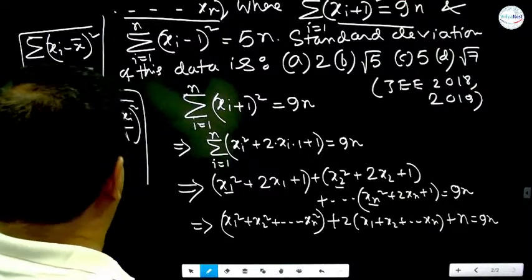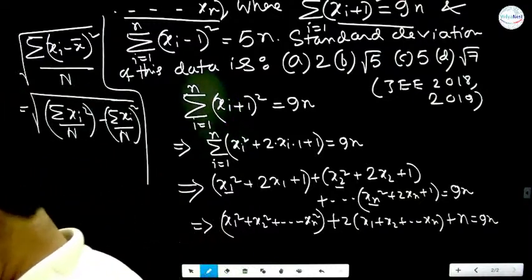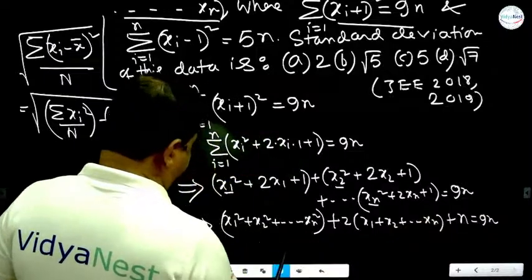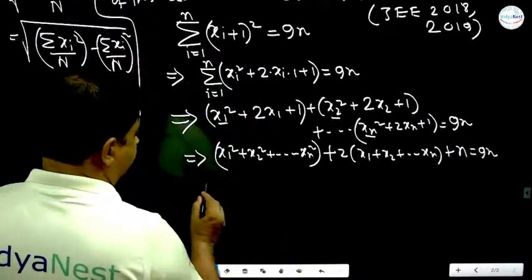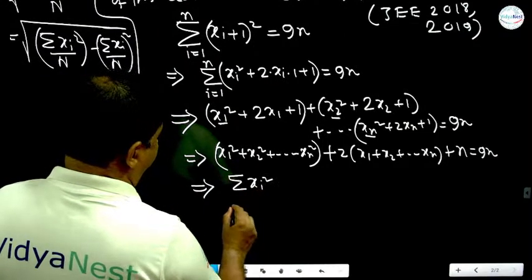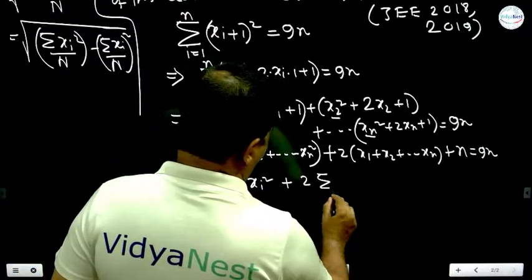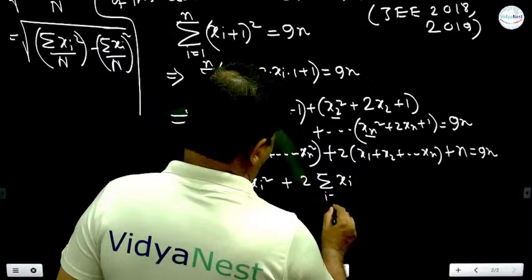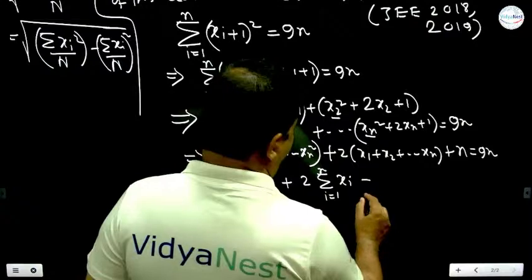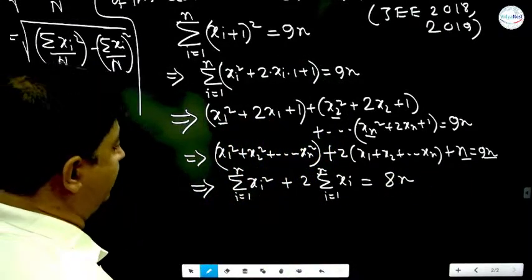Okay sir. Now, how to proceed? What is the next procedure? See, n will be shifted to the right hand side. Instead of this, I can write summation of xi whole square, where i starts from 1 to n, plus 2 times summation of xi, i from 1 to n, and 9n minus n is 8n. Now you divide both sides by n.